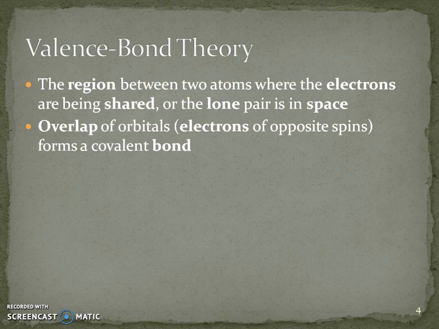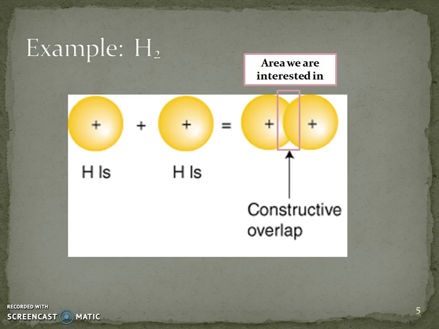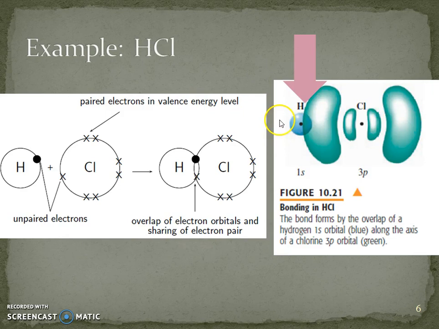What does that really look like in a covalent bond? So this is the region that we're interested in. We have an H plus an H, two atoms coming together to make the hydrogen diatomic molecule. So we're really interested in this overlap of electrons, the one electron from the one hydrogen atom and the other electron from the other. That's the region that we're going to focus on.